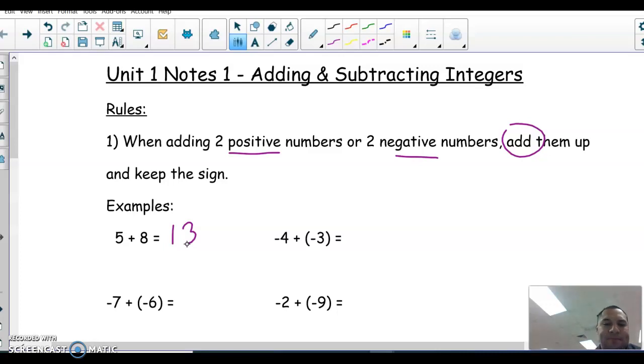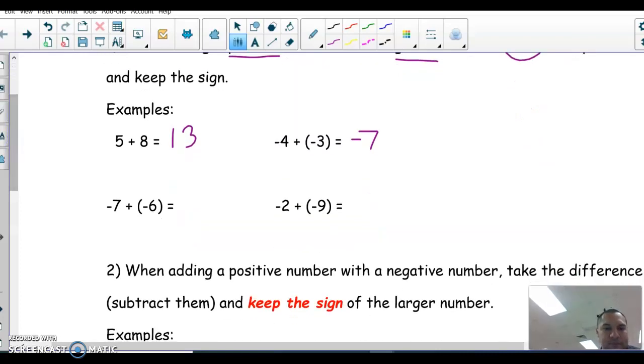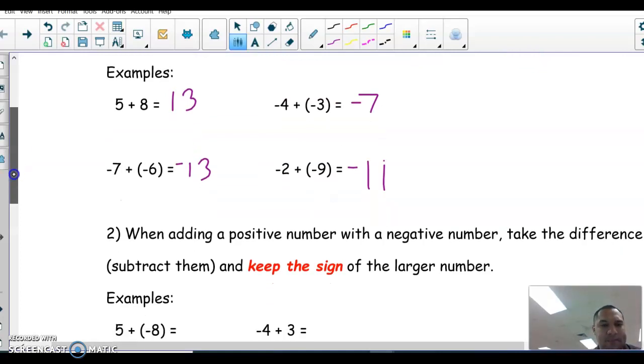Next example, negative 4 plus negative 3, add them up, 7, keep your sign. Down here, more the same guys, negative 7 and negative 6. Right here, add them up, 13. They're both negative, keep your sign. Last one, same thing. They have the same sign, and we're adding, it's an addition problem. Add them up, keep your sign.